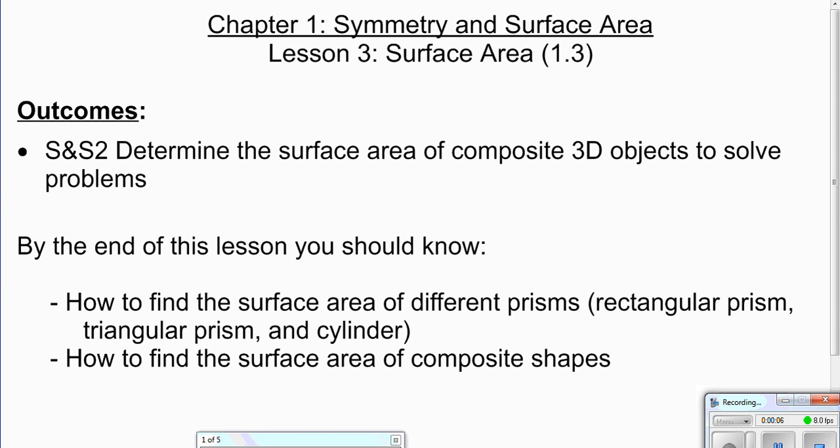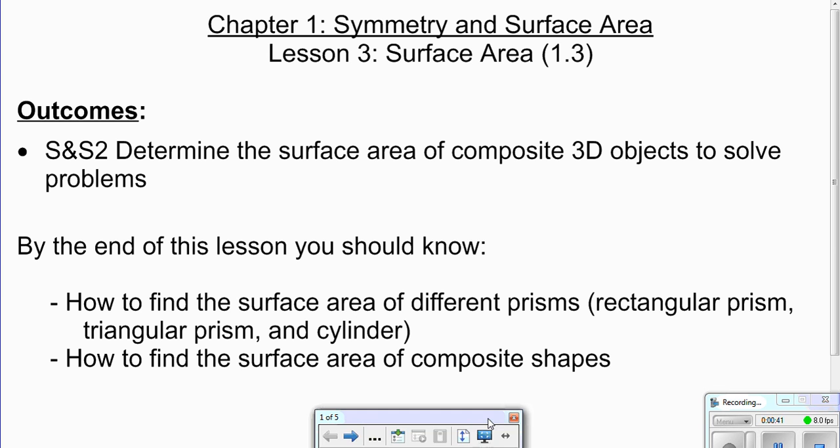Okay, so this is regular lesson 3, symmetry and surface area. By the end of this lesson, we are going to understand how to find the surface area of composite 3D objects. And we want to know this skill so that we can solve problems. What we're going to go over in this lesson is basic surface area of a rectangular prism and a cylinder. And then we're going to go over what would happen if you started combining shapes and finding the surface area of those composite shapes.